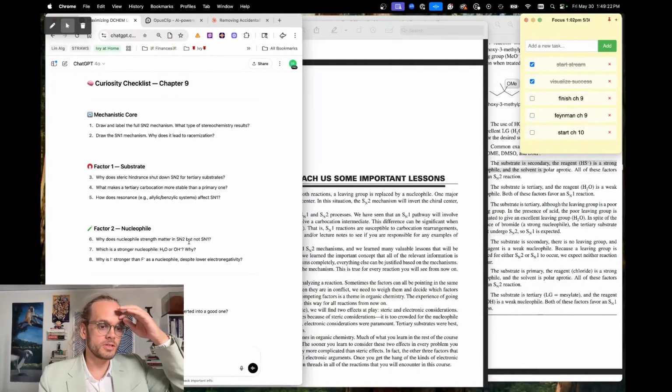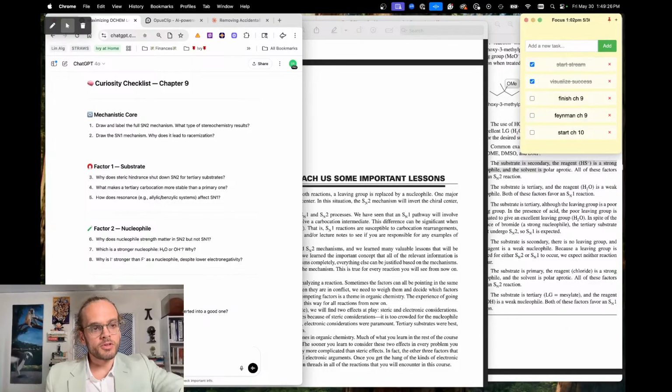Going for number 3 through 5 now. Number 3 in the curiosity checklist. Make sure to grade me and be a perfectionist and give specific feedback about what might be missing from my answer. Number 3, steric hindrance shuts down SN2 for tertiary substrates because of the lack of space to attack from the backside. It has to instead create an intermediary carbocation.